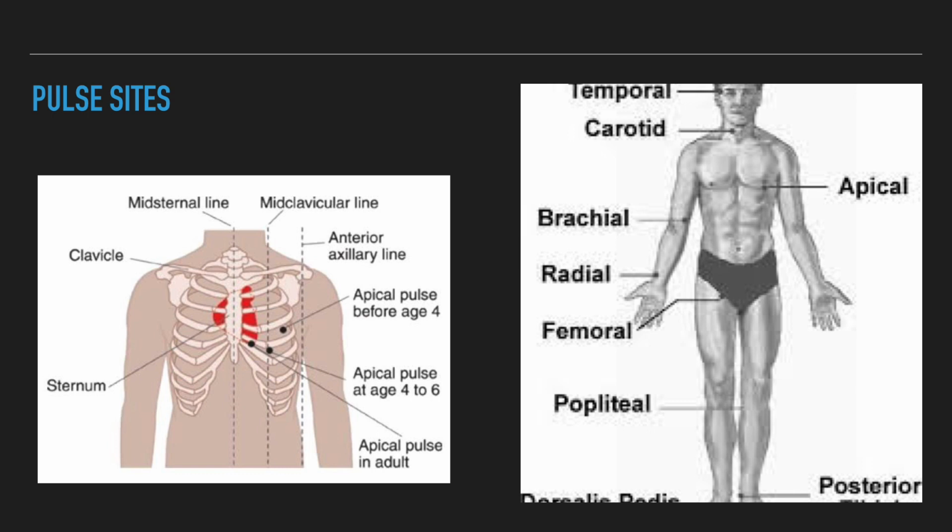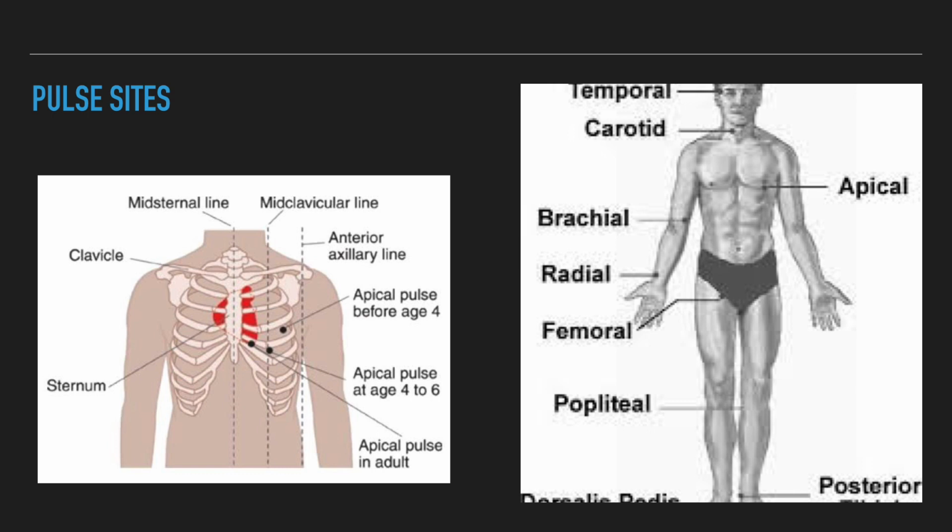Radial. The radial artery is the site most commonly assessed in the clinical setting. The radial pulse is palpated on the thumb side of the inner aspect of the wrist. Femoral. The femoral pulse is palpated in the anterior, medial aspect of the thigh, just below the inguinal ligament, about halfway between the anterior superior iliac spine and the symphysis pubis. Deep palpation may be required to detect the femoral pulse beneath the subcutaneous tissue.